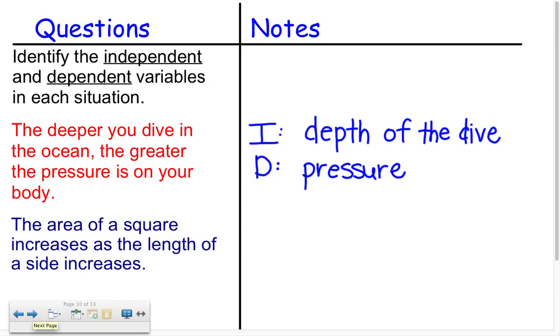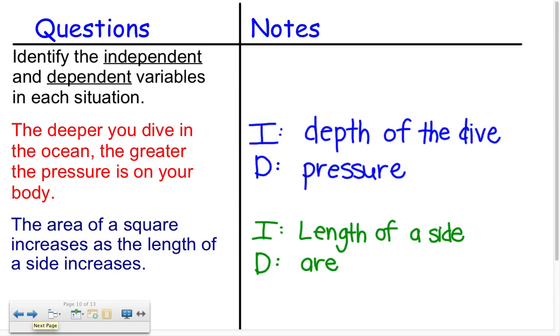The area of a square increases as the length of a side increases. So what they're talking about, two things increasing. You have to think about what is increasing first. So our independent is the length of the side. And then depending what the length is, we can find out our area.